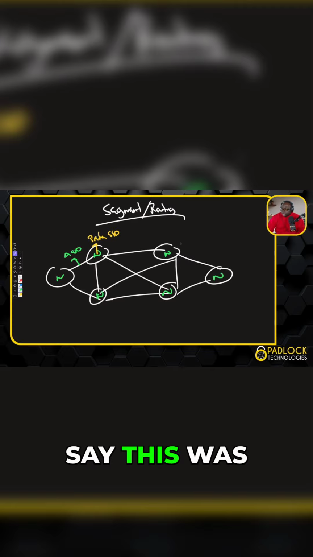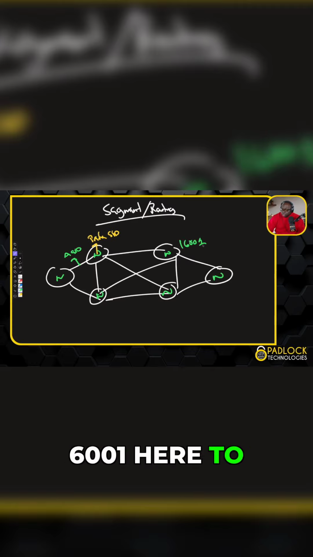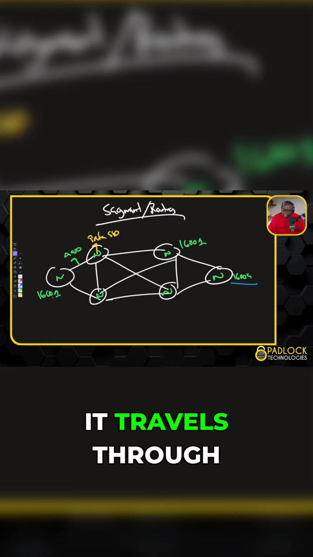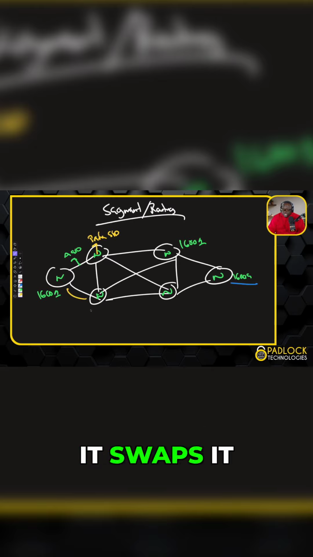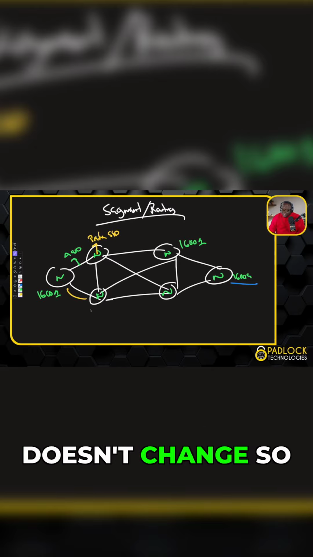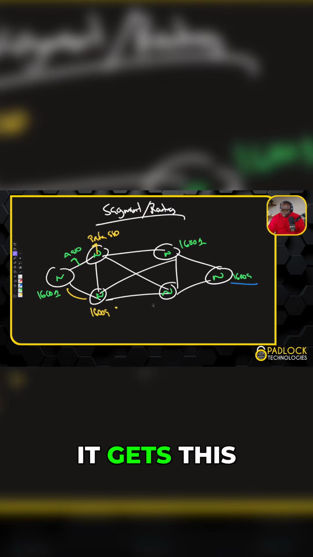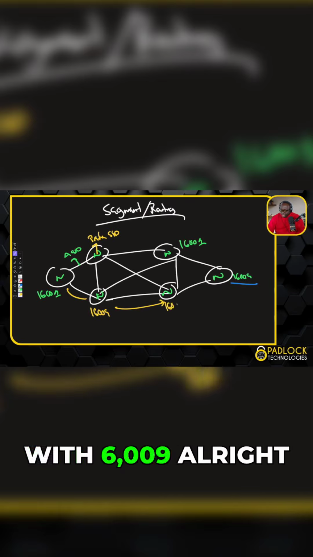Okay. So let's say this was 6001 here to get to, and this was, let's say, 6009. And this was 16001. So to get to 16009, everybody in this SR domain has the label of 6009. So as it travels through, it swaps it, but the number doesn't change. So you would think it's not swapping anything. So when it gets to this router, it's going to swap it with 6009. And then when it gets to this one, it's going to swap it with 6009.